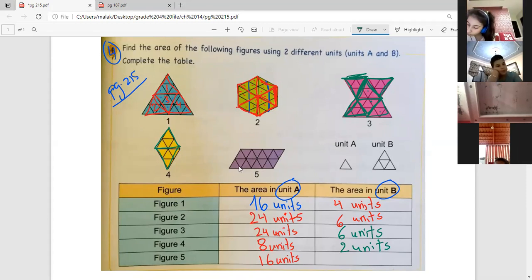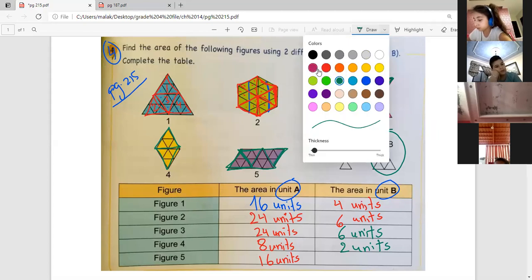We have... You want to count the big triangle, which is composed of four triangles. We have 14. No, not just the small one. The big one, this is unit B. You will count this, I consider this as one. You will count it as one. Here we have four. Yes, four. One, two, three, and four. Did you see? Yes. I will color them.